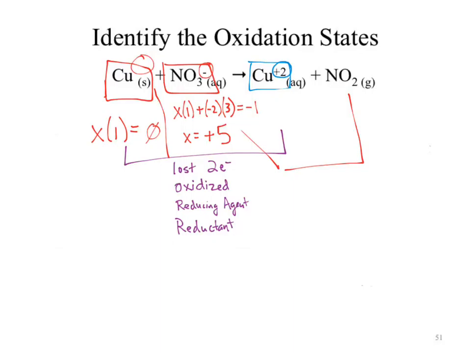Okay. What happened on the other side? We go through and do the same work. We don't know the oxidation number for our nitrogen. How many nitrogens? 1. Plus the oxidation number for oxygen, -2 times 2, which equals 0. We go through and solve, and we find that x equals +4.